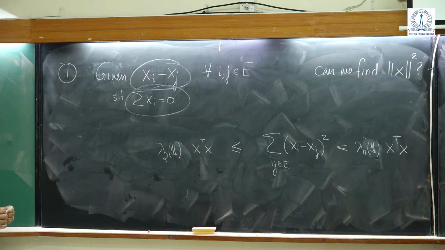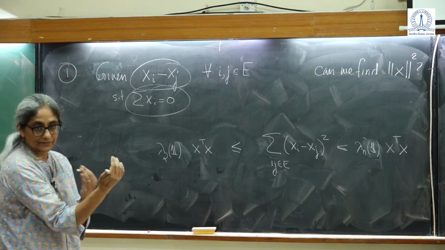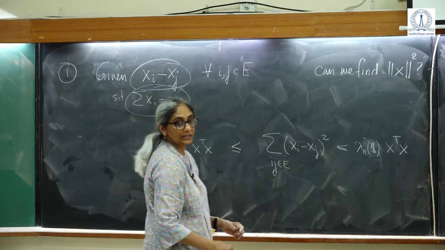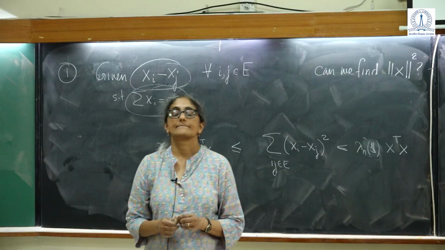So from the information of xi minus xj squared, you get some bound on norm x squared. Correct. But an upper bound. Upper bound and a lower bound. Yeah, you'll know that it's within this range. Okay, I won't know exactly. For the complete graph, we knew. You just have the upper bound.